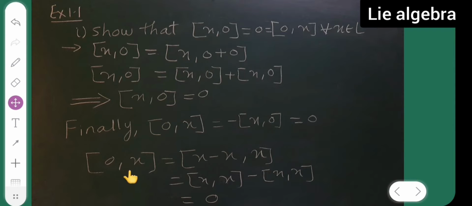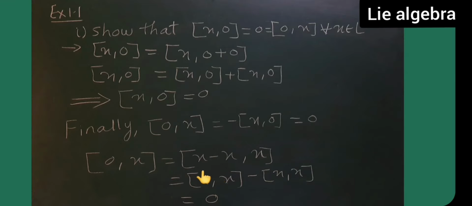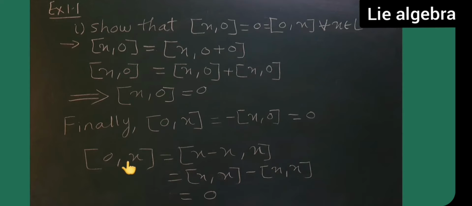Next I'll have the Lie bracket of 0 comma x. What they have done here is applied alternativity. So now 0 comma x is equal to what? x minus x, same thing, 0 only. So [0, x] is equal to [x, x] minus [x, x].